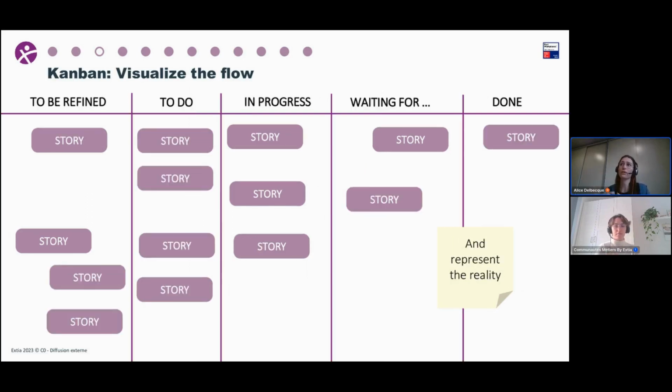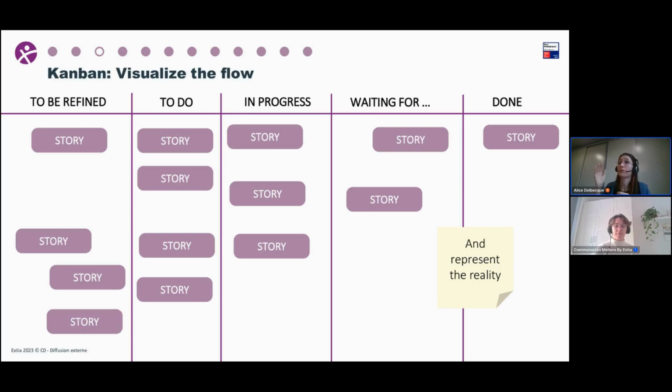First to be refined, then it's to do, then it's in progress. After that, you know that you will have to wait for the answer of someone. So it's waiting for someone, and after that, it's done. This is another example of workflow, a bit more precise than the previous one. But the previous one is also working. We are just here trying to really represent the reality. Maybe you can also have something else, like for instance, maybe you can split your in progress into several parts.